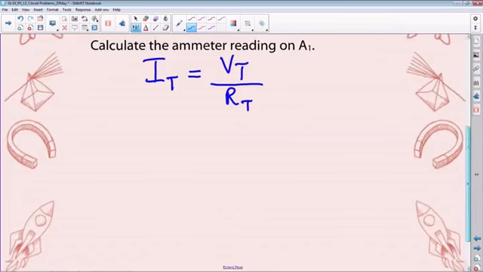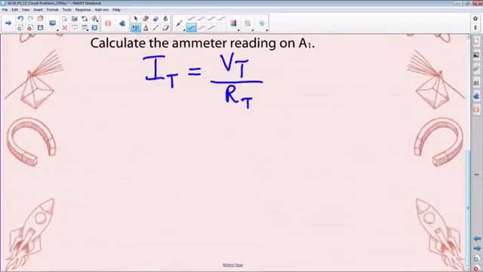Yes, the EMF, let's say it's the terminal potential difference. Which then gives our total current. So this is Ohm's law. Let's recall that this is Ohm's law.